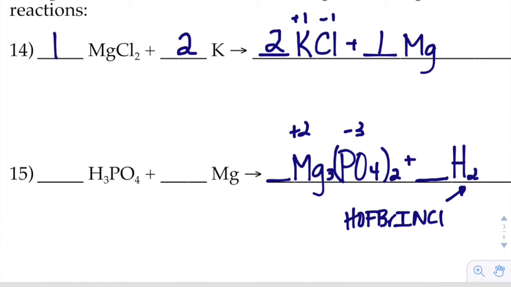Now that we have that written, now we can go through and balance. Who's a balancing wizard? Got it balanced already? 2, 3, 1, 3. There we go.